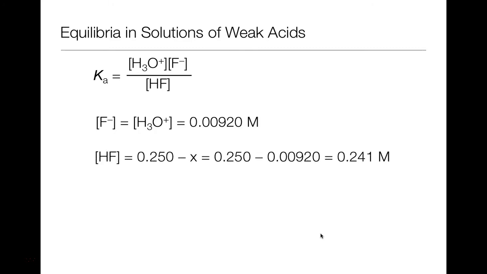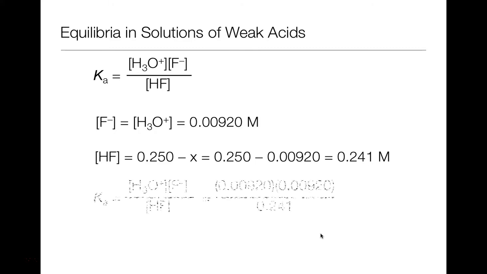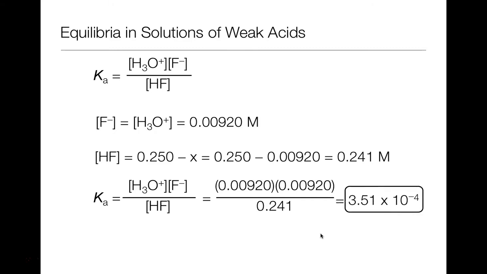We also had an expression in our E row, our equilibrium row, for the concentration of HF, where it was 0.250 minus that value of X, so 0.250 minus 0.00920, and that gives us our final concentration of HF at equilibrium, which is 0.241 molar. We have all the information we need. We plug in our concentrations of hydronium, our concentrations of fluoride, and then divide that by the concentration of HF, again all at equilibrium, and our Ka for that is 3.51 times 10 to the negative 4th.